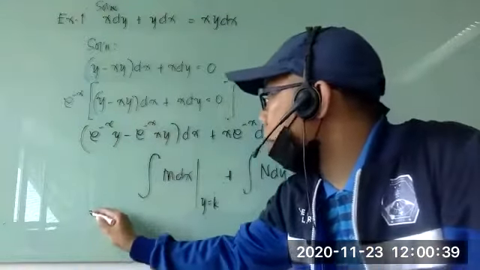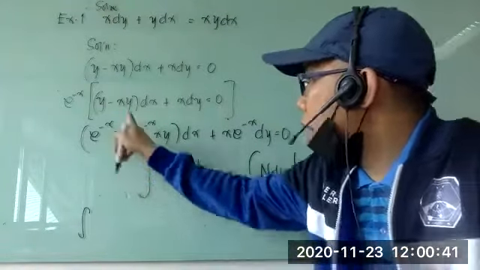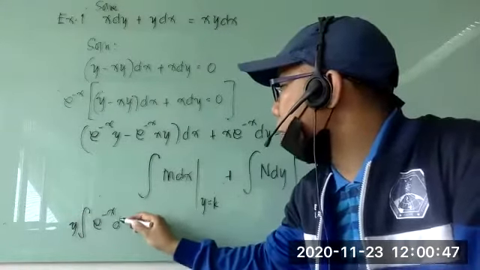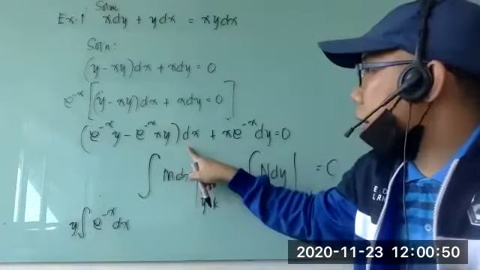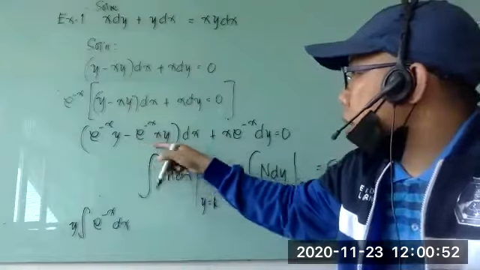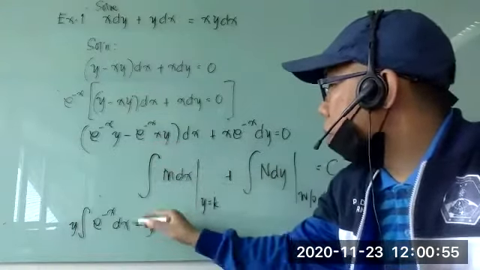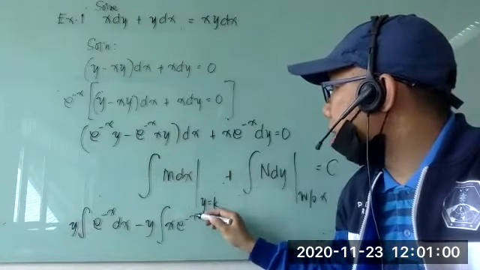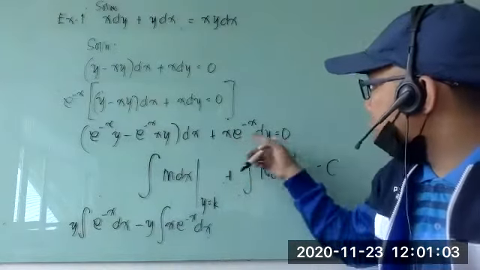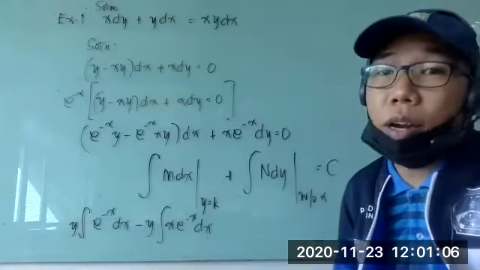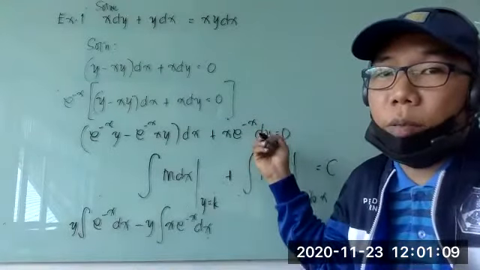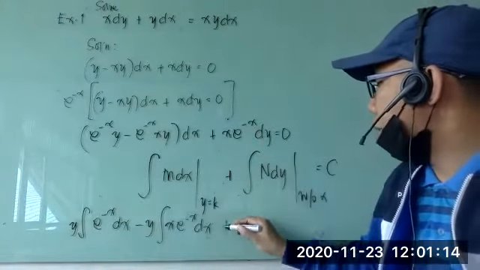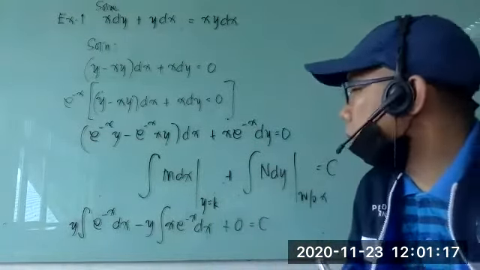So we integrate the first term. Y is held constant, so you factor out y, and then you integrate e raised to negative x dx. Here in the second term, minus y will be put before the integral symbol, so integral of x e raised to negative x dx. And this term here, we do not integrate because it has a variable x in it. So that is 0, plus 0 equal to c.